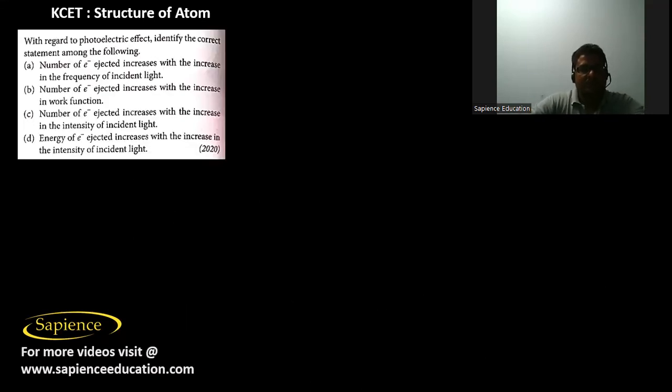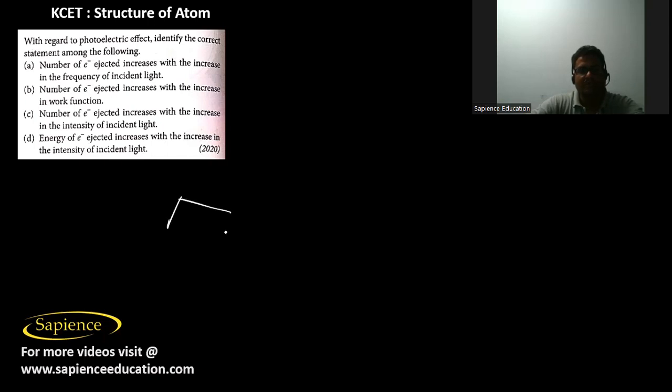Then here it is told, with regard to photoelectric effect, identify the correct statement among the following. Number of electrons ejected increases with increase in the frequency of incident light? No, it is wrong. Number of electrons ejected increases with the increase in the work function? No. Number of electrons ejected increases with the increase in the intensity of incident light? Yeah, that is true. And energy of electron ejected increases with the increase in the intensity of incident light? No, that is also wrong.